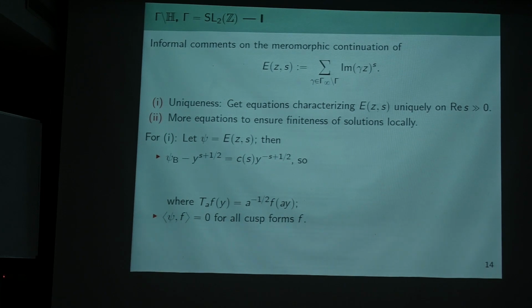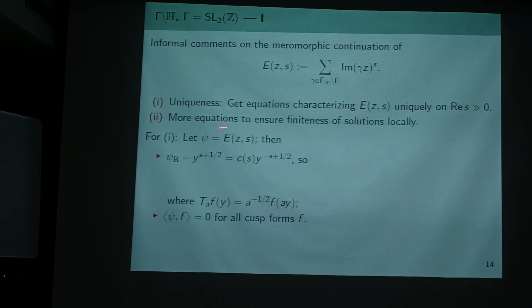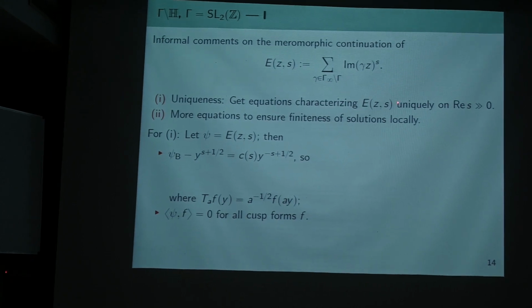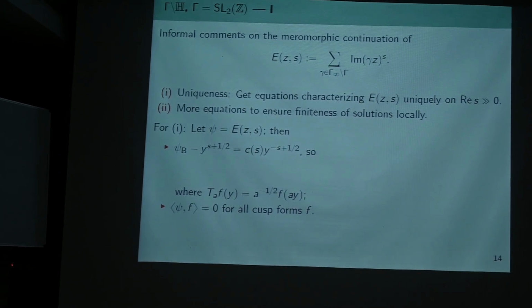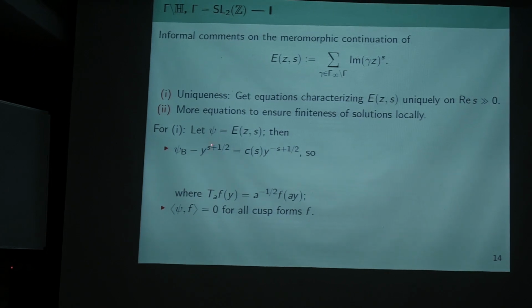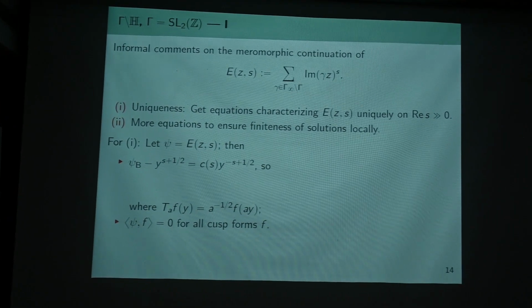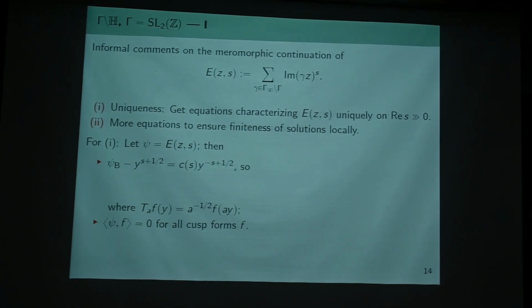Okay, so let me give some idea of one. I am going to skip two totally. Okay, how are you going to get equations that can characterize the Eisenstein series uniquely? So let psi be E of Zs. We want to get enough conditions on psi to characterize psi as E of Zs uniquely. Okay? For real part of s greater than half.